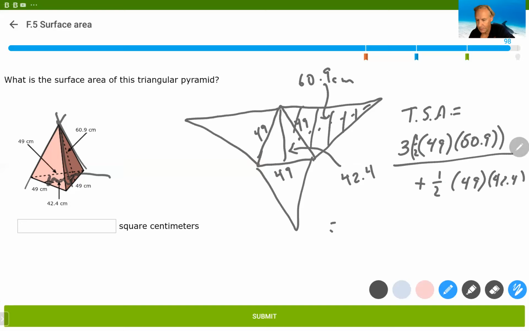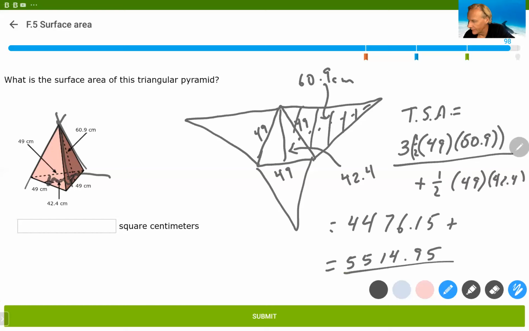60.9 times 49 divided by 2, and I've got three of those. So this is my lateral surface area, if you like, 4476.15. And my base is 0.5 times 49 times 42.4. Plus, it's like I get 5,514.95.